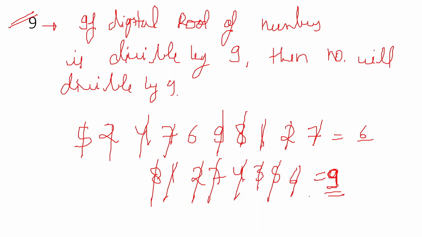So the digital root of this number will be 9, and 9 is divisible by 9. So that's why this number is divisible by 9. Basically, the digital root of the number is 9. You can directly say here, if the digital root of a number is 9, then the number will be divisible by 9. Otherwise, the number will not be divisible by 9. Simple. If the digital root of a number is 9, then the number will be divisible by 9. Otherwise, it will not.